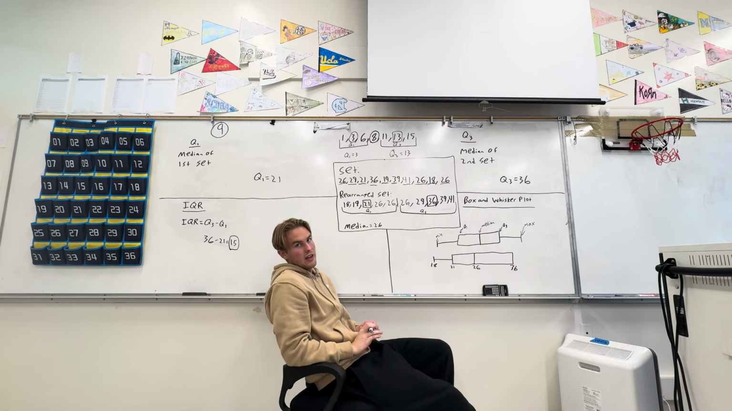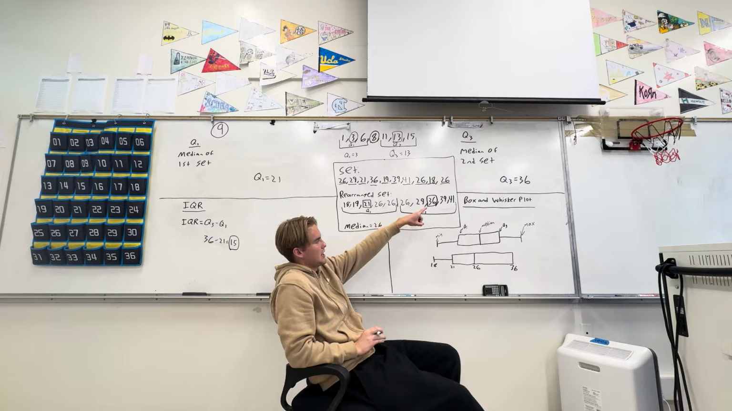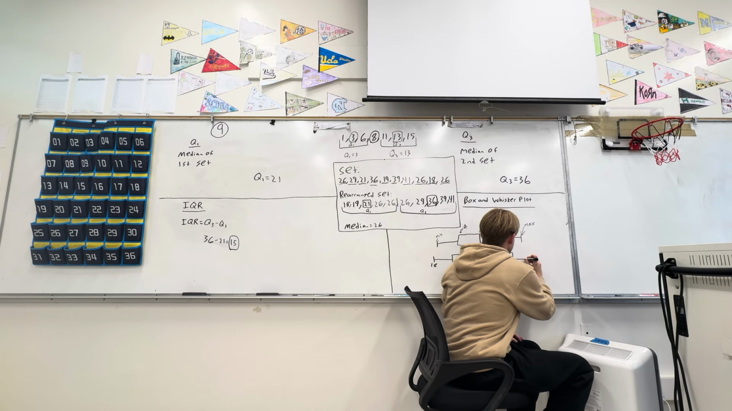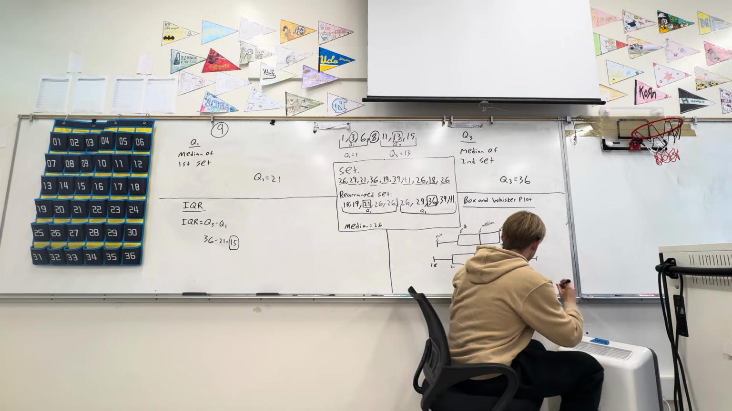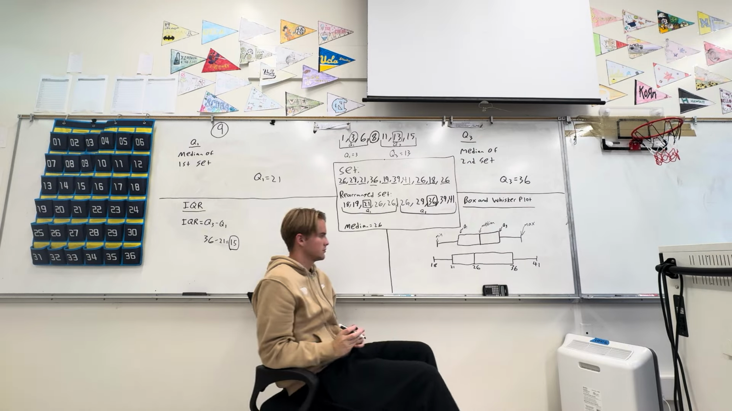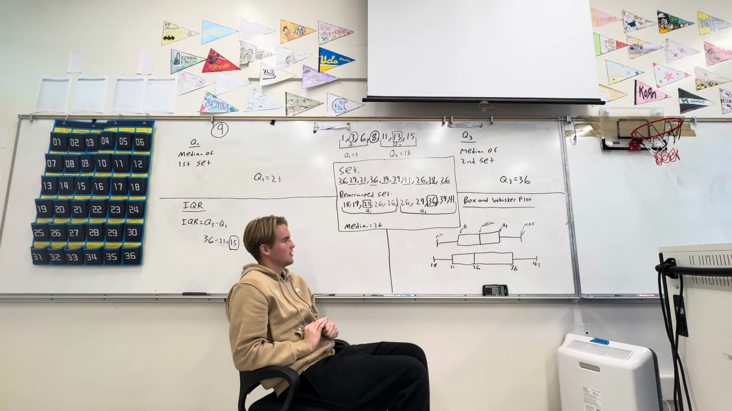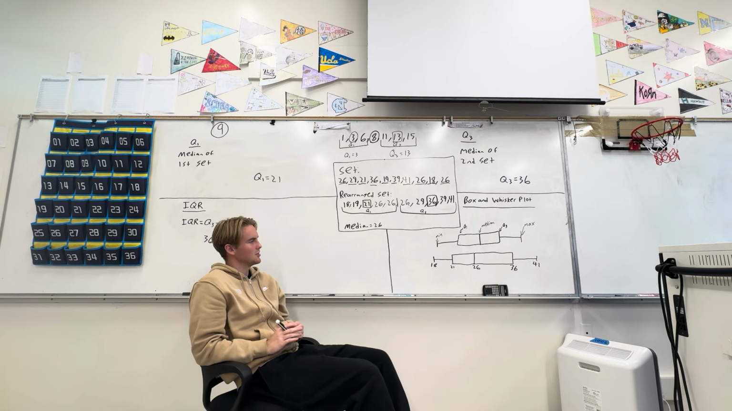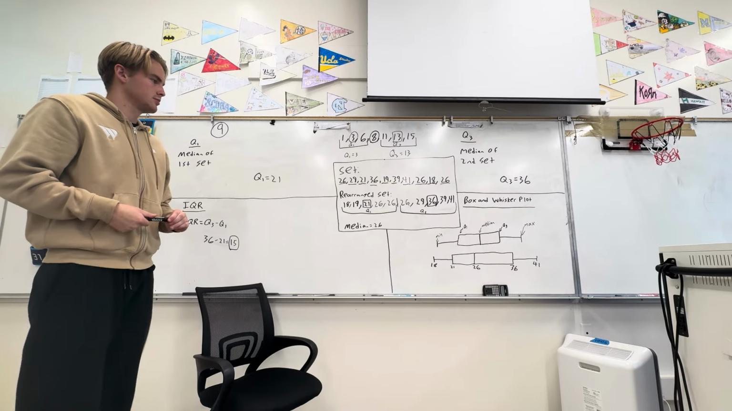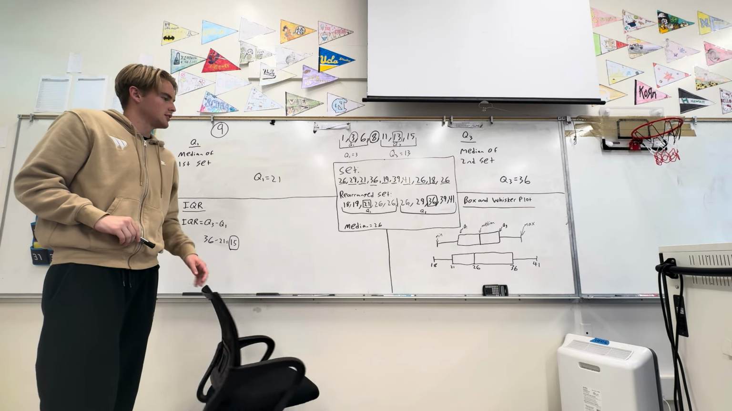Alright, and then we're going to have that last whisker, which is going to be at our maximum, at 41. Okay, I'm glad I did that. That was a lot more comfortable. So that's how you make a box and whisker chart. And I think I hit everything.